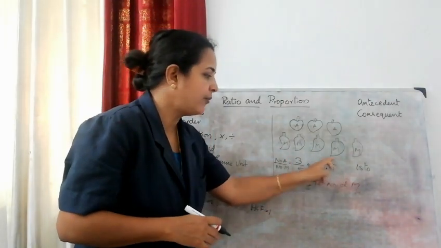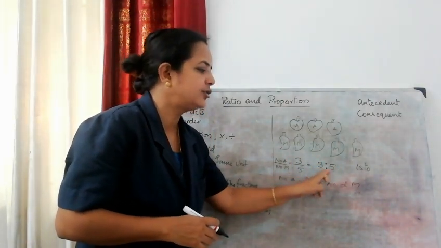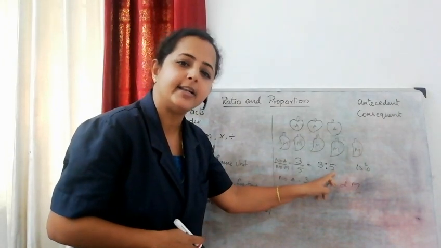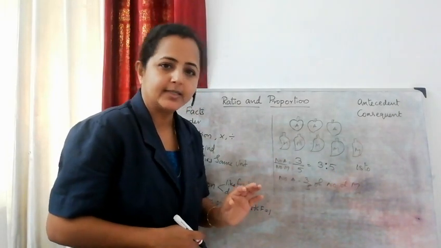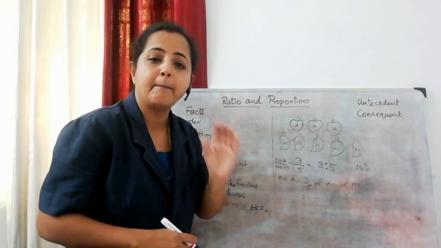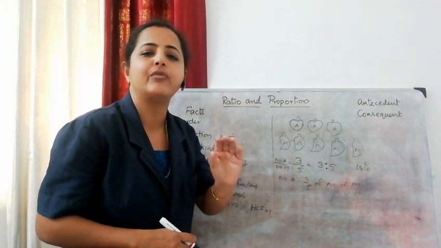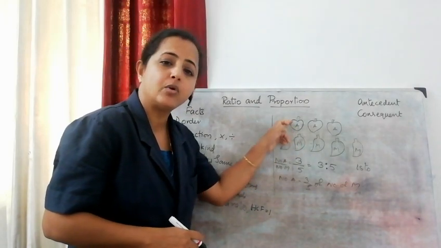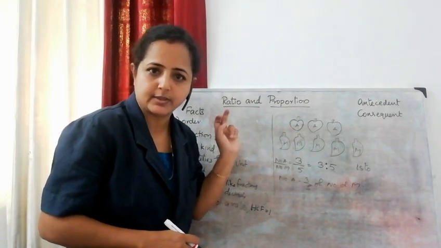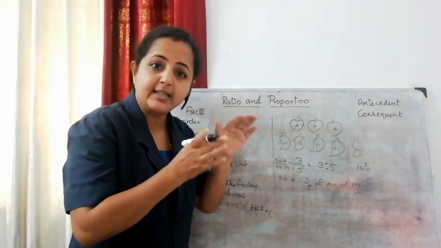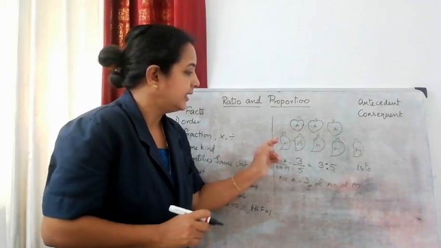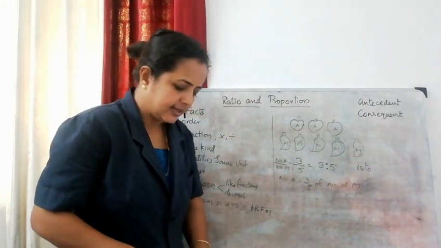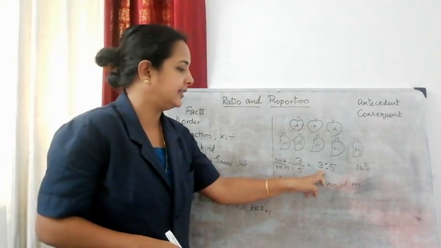In this form we can call it 3 is to 5, a ratio form. That means a ratio is the comparison of two quantities of the same kind. Same kind means when we are comparing these quantities, both of them should be fruits. The kind should be equal. Then this is how we write the ratio.